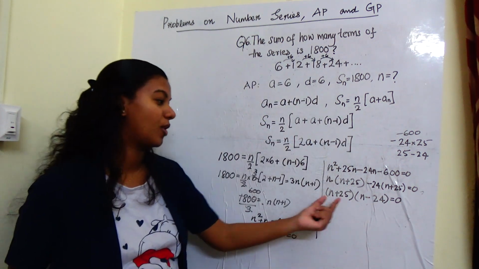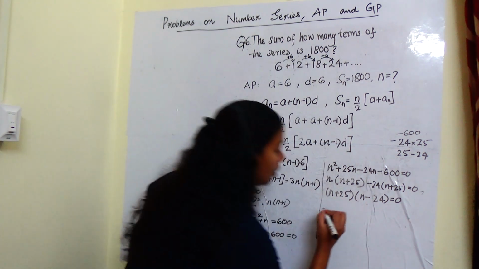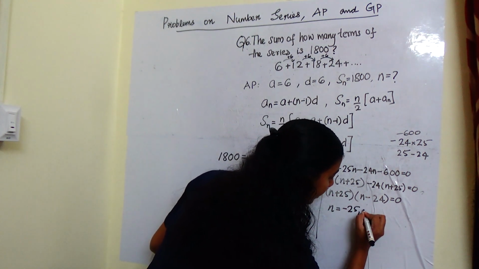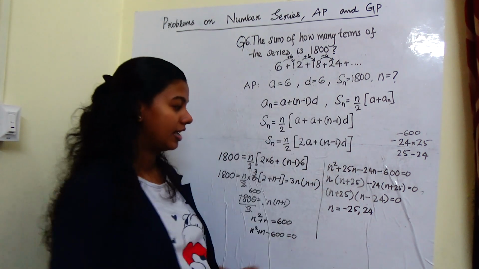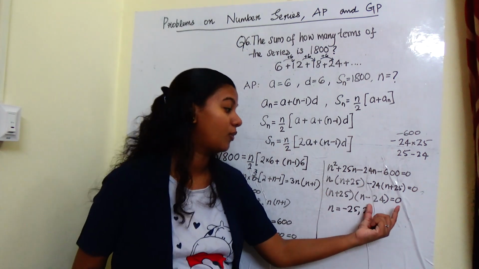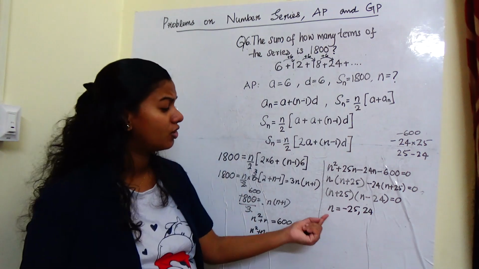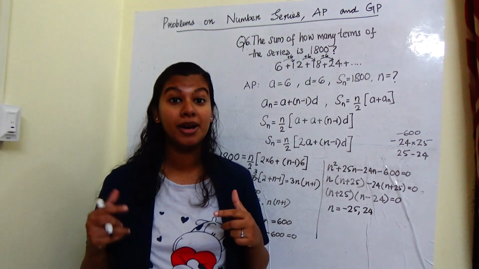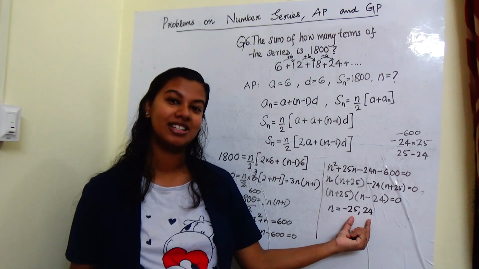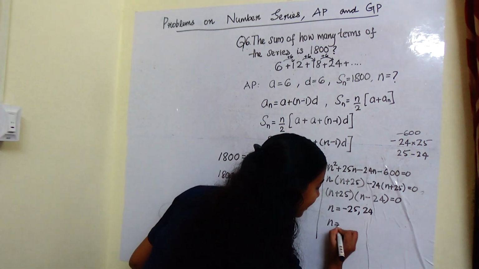So the two values of n, either n plus 25 equals 0 or n minus 24 equals 0. If we equate n plus 25 equal to 0, n equal to minus 25. If I equate n minus 24 equal to 0, I will get n equals 24. Now the value of n, it is the number of terms. So it should be positive. So in these two answers, which is positive? 24 is positive. So the final answer is n equals 24.